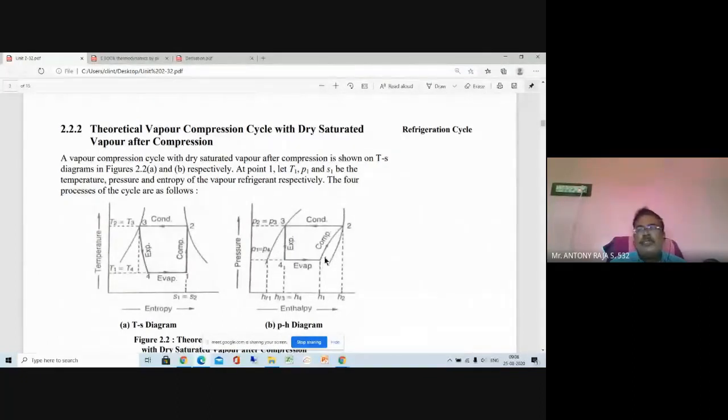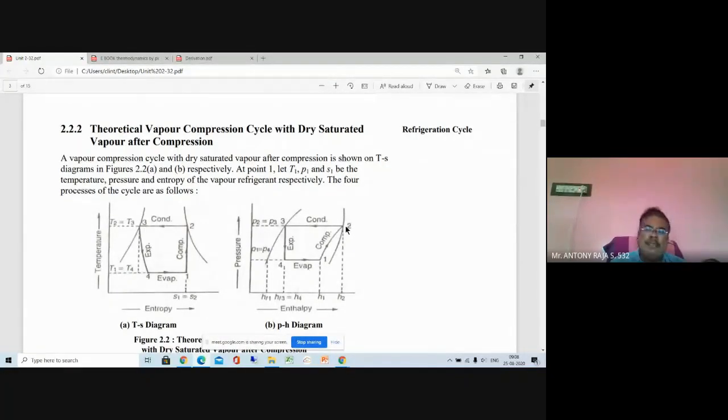Point number 1 is close to the vapor line, therefore it contains a greater amount of refrigerant vapor. Point number 4 is close to the liquid line, therefore it contains a greater amount of liquid. At point number 2, only vapor is available, dry and saturated vapor. At point number 3, liquid is available, no vapor. So what is the condition here? Here you see that wet vapor enters the compressor from the evaporator outlet and leaves as dry and saturated vapor. This is one of the conditions.